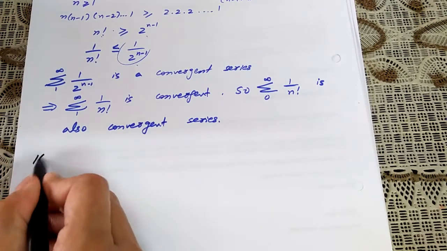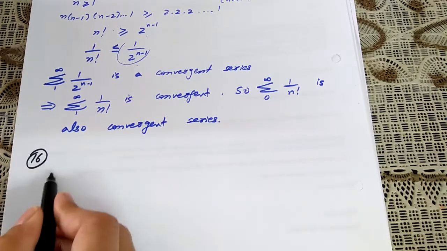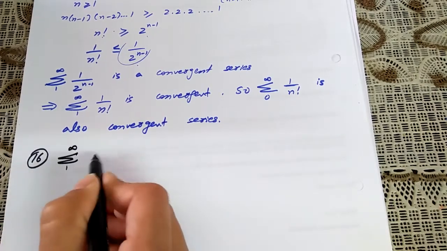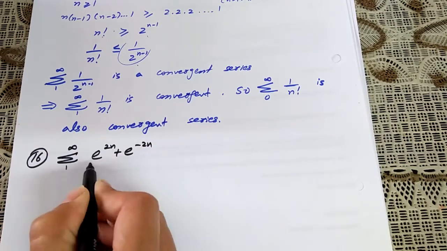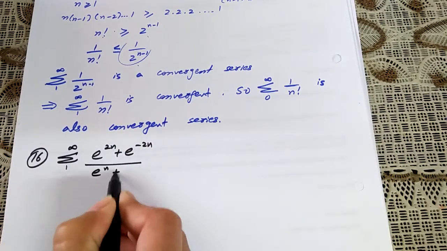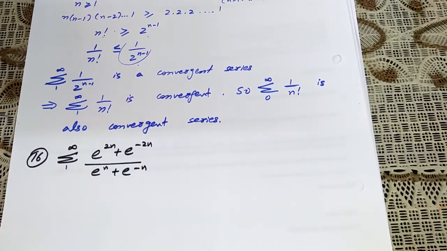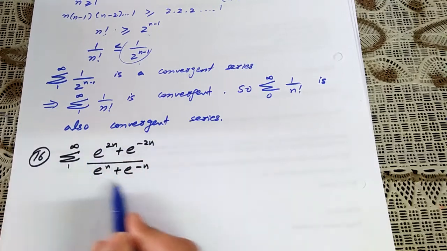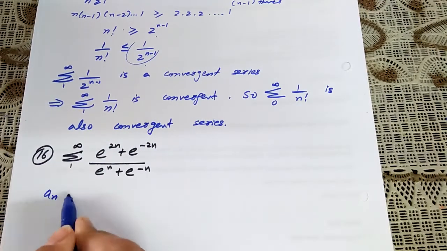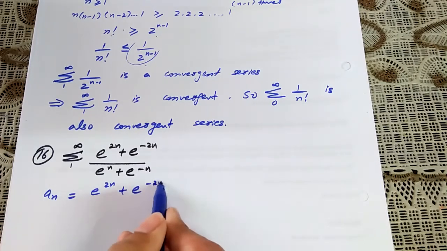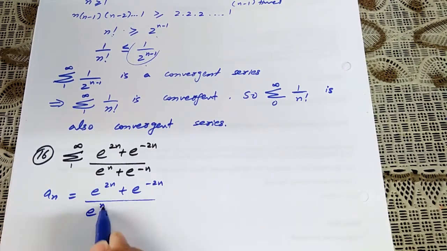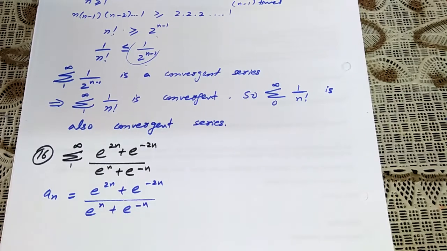Question number 16, that is summation 1 to infinity e raised to power 2n plus e raised to power minus 2n divided by e raised to power n plus e raised to power minus n. Now here our An is this term. An is equal to e raised to power 2n plus e raised to power minus 2n divided by e raised to power n plus e raised to power minus n.